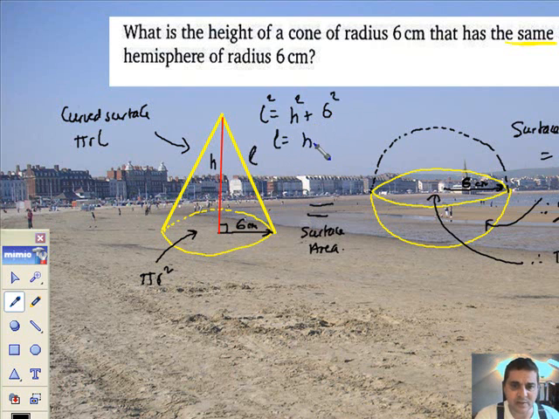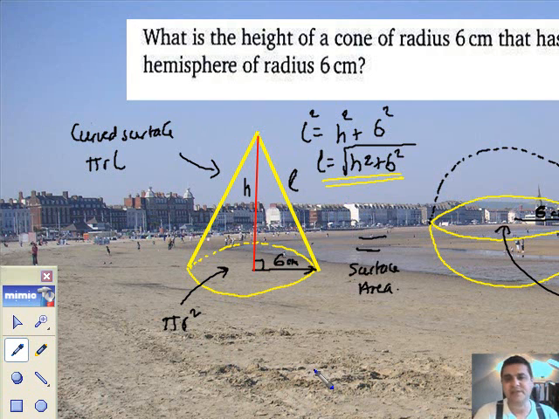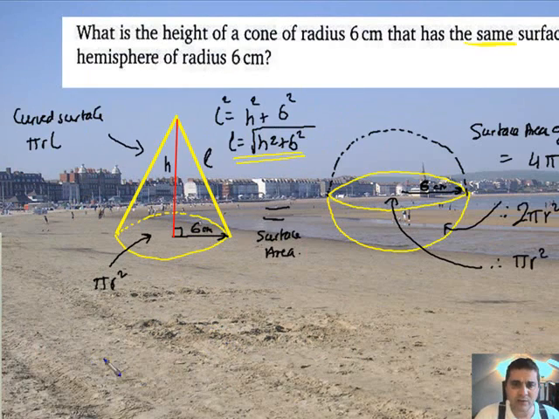Therefore, the L is going to be the square root of h squared plus 6 squared. Right? That's a single expression involving length, the way it links to h, and the radius of 6. So here I go then. Let's begin to create an equation.